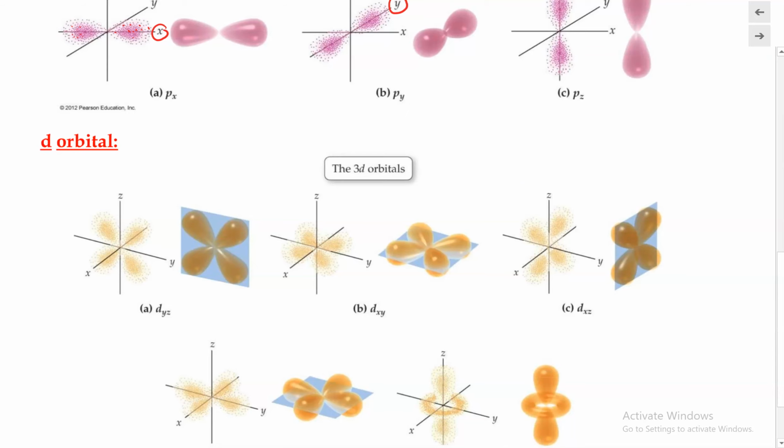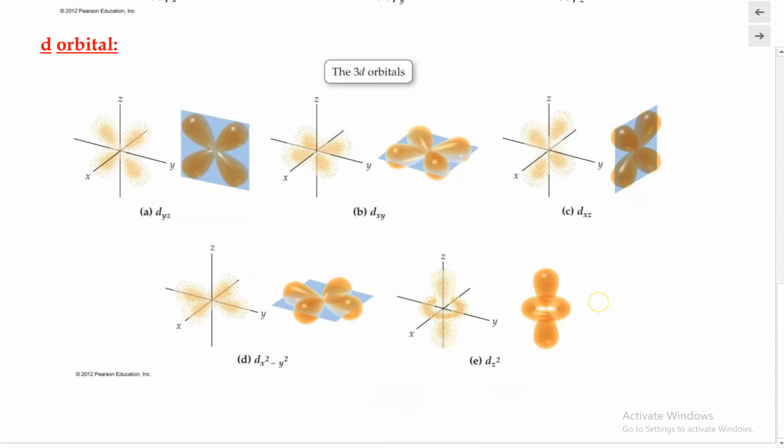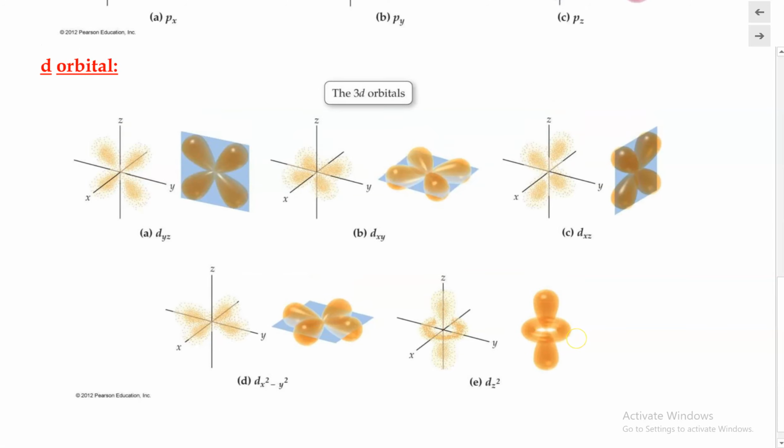And moving on to the d orbital. These are the shapes of the different d orbitals right here. When it comes to the d orbital, there are 5 d orbitals because the d subshell is further split, or consists of, 5 d orbitals. And these are the shapes of the 5 d orbitals. 4 of them look almost the same, except they are located on different orientations. This is the one on the YZ axis, this one on the XY axis, and so on.